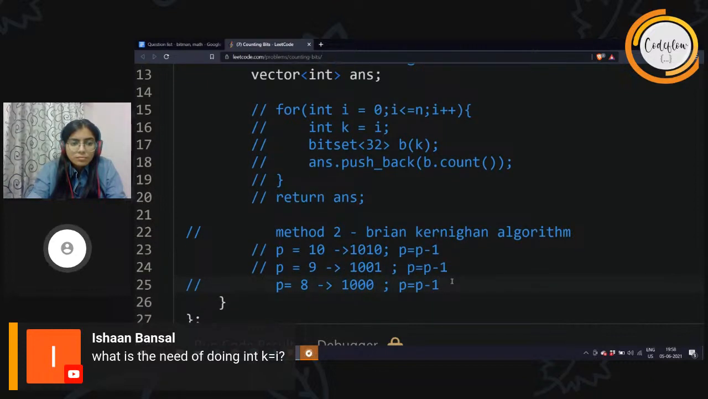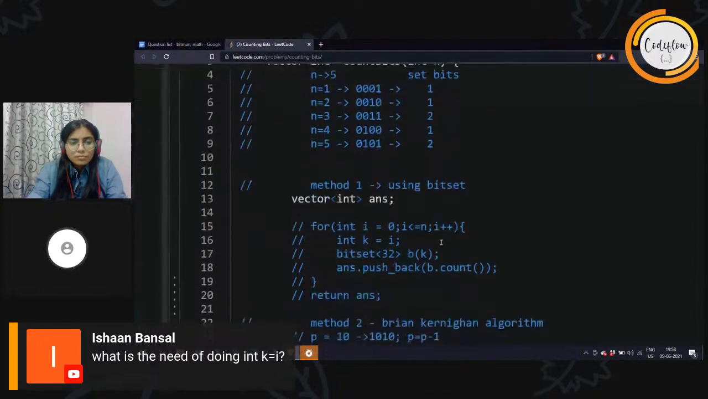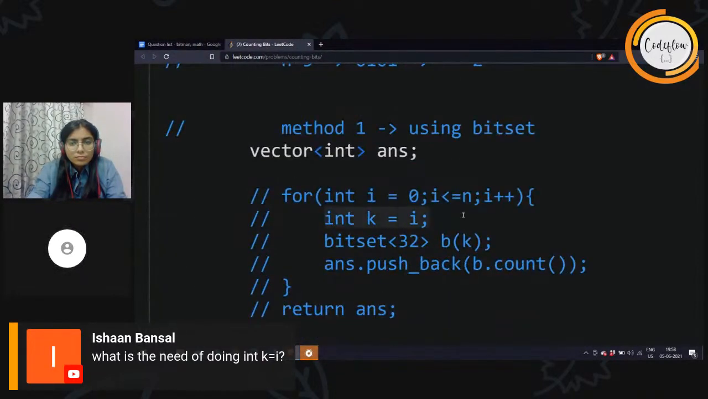So can you notice something over here? What is the need of doing int k is equal to i? You tell me. Why did I do this?